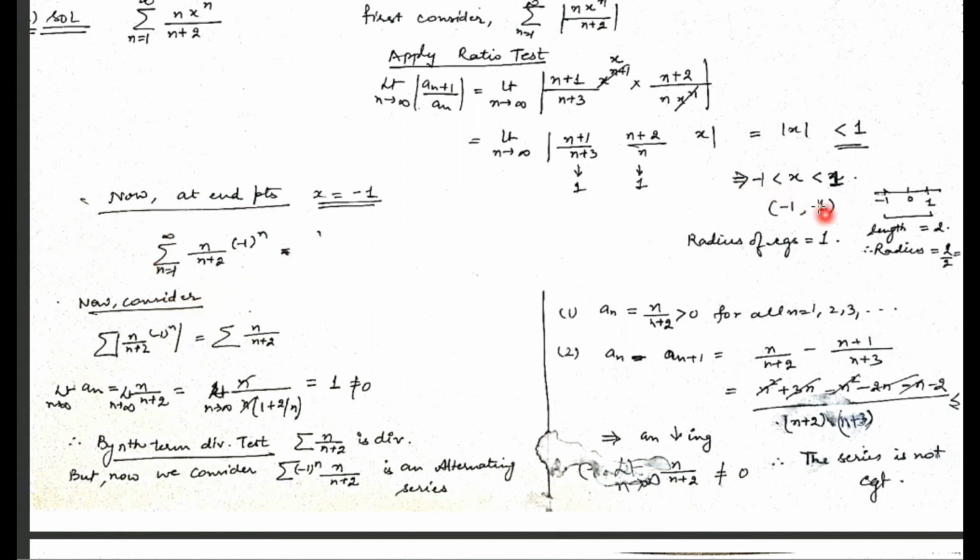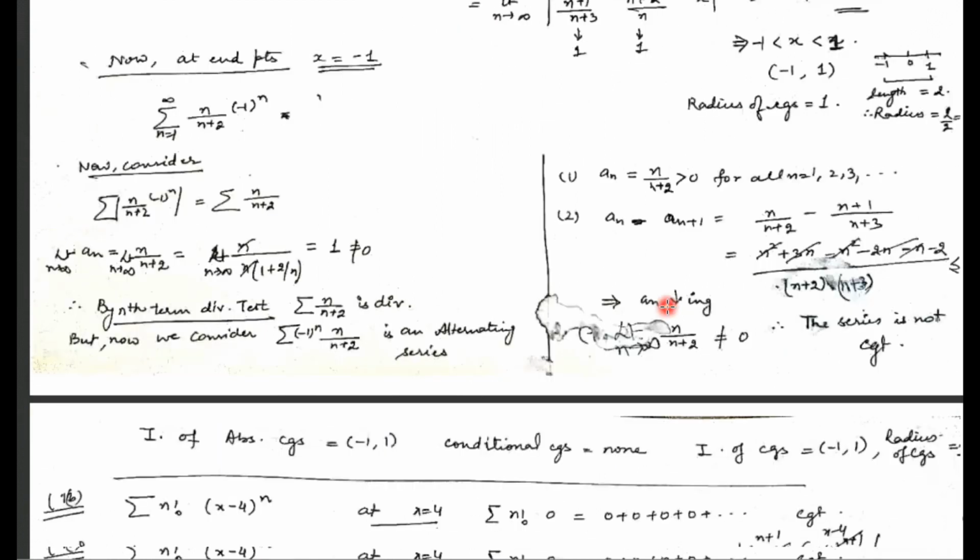The same way, when we put x equal to 1, we get this series. Again this is divergent. So at minus 1 and plus 1 the series is not convergent. So what will be the interval of absolute convergence? That is the open interval minus 1 to 1. For conditional convergence, there is no point where the series converges without mod. Since there is no point where the series converges conditionally, the interval of convergence is the same as the interval of absolute convergence.